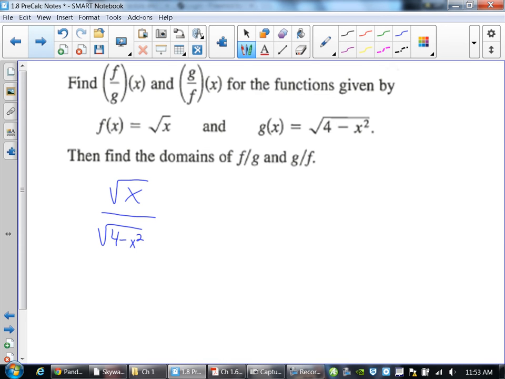Don't we just say bottom equals 0? For your domain? Yeah. So what can't x be? x can't be 2. Or negative 2. Or plus or minus.